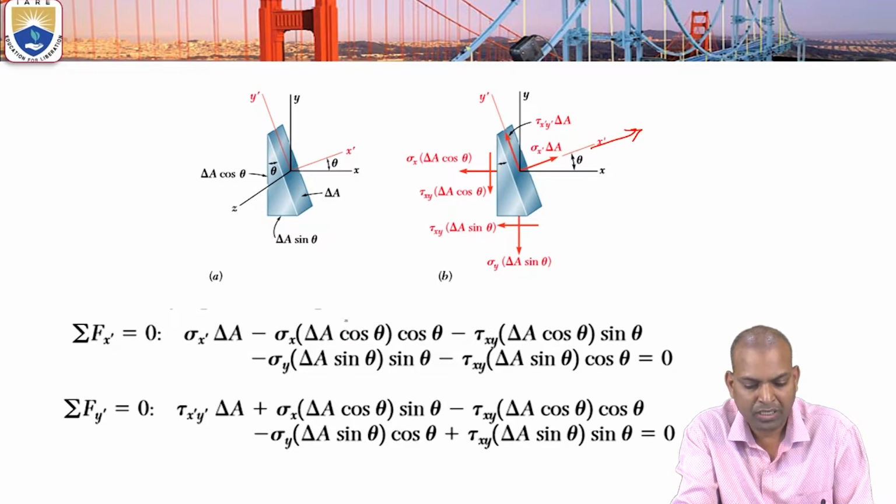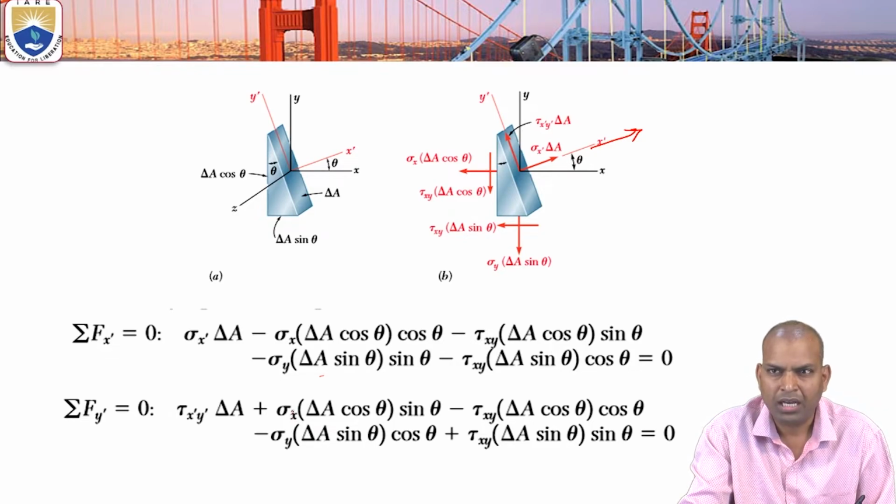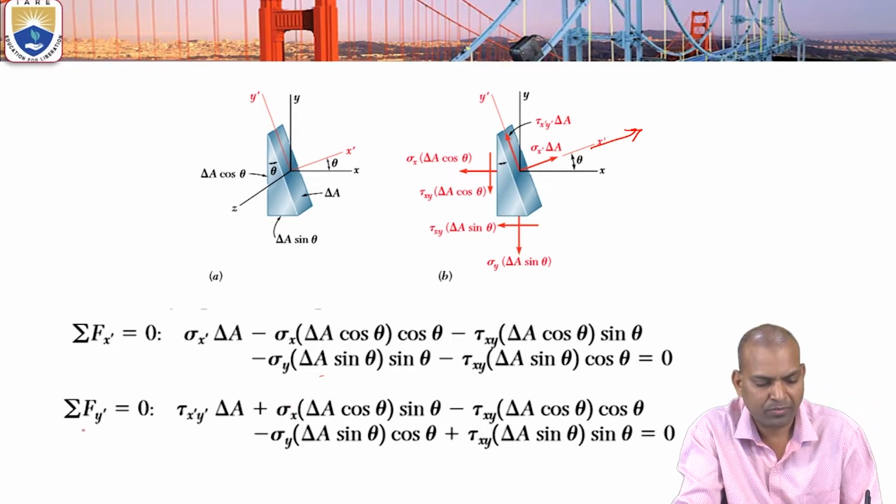Then minus sigma x del A cos theta times cos theta, minus tau xy del A cos theta times sin theta, minus sigma y del A sin theta times sin theta, minus tau xy del A sin theta cos theta, that is equal to 0. And another equilibrium equation, sigma Fy dash equals 0.